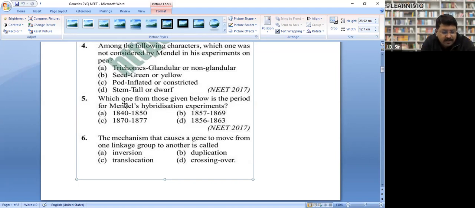When did Mendel perform this experiment? What is the answer? So the answer will be D. That is a factual question. The answer is D, right? So D is the answer. Sometimes these kinds of questions come. So you can get the exposure that these kinds of questions can even be asked in a particular examination. So you must have some rough idea, right? But these kinds of questions are rare. Okay.